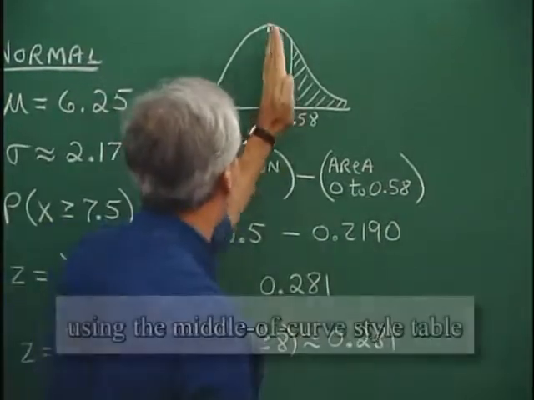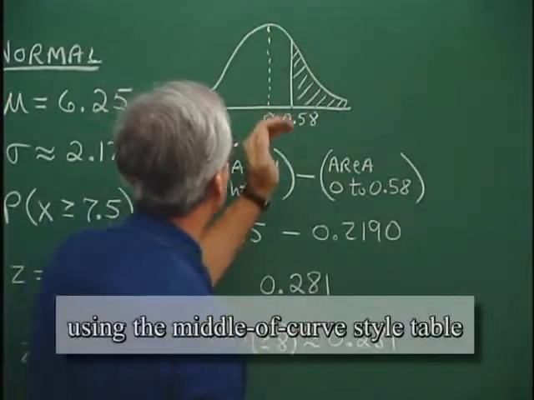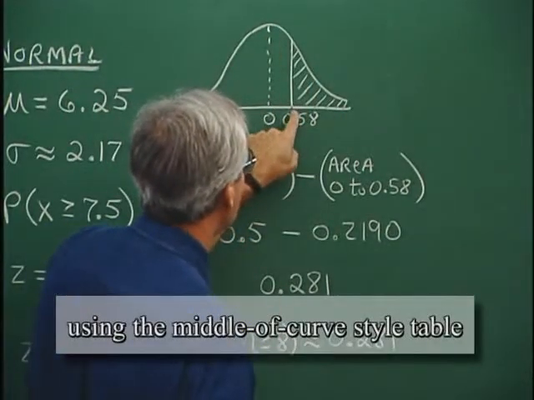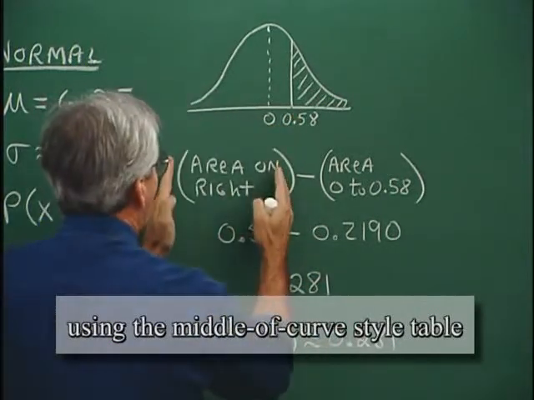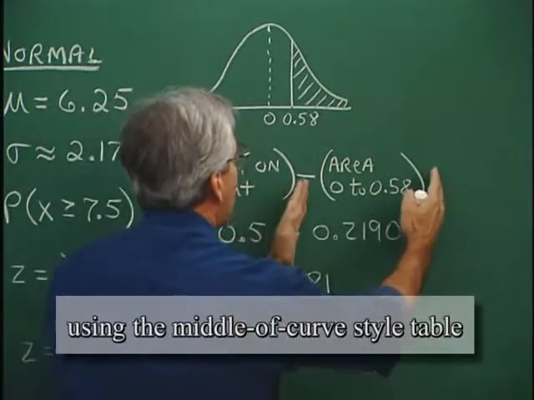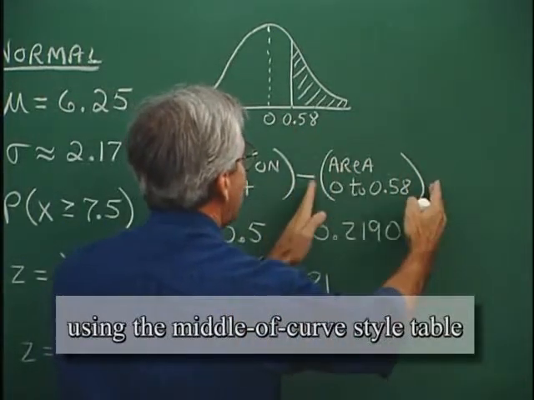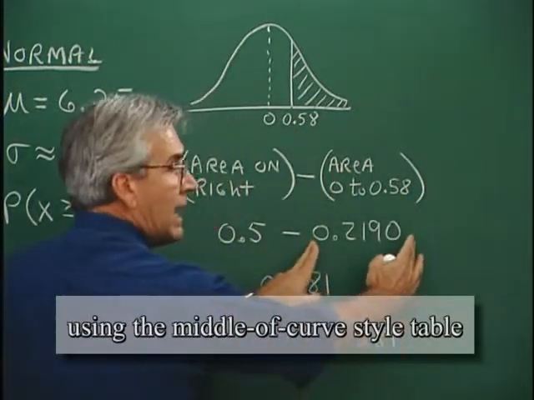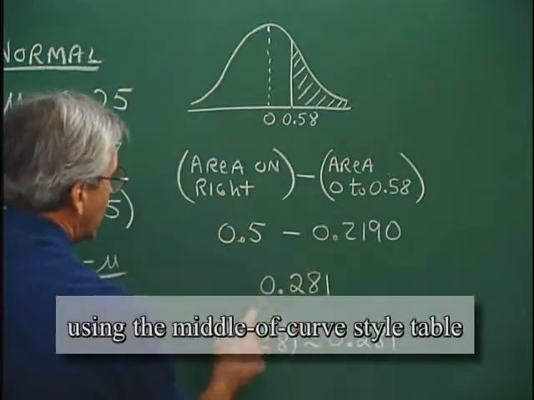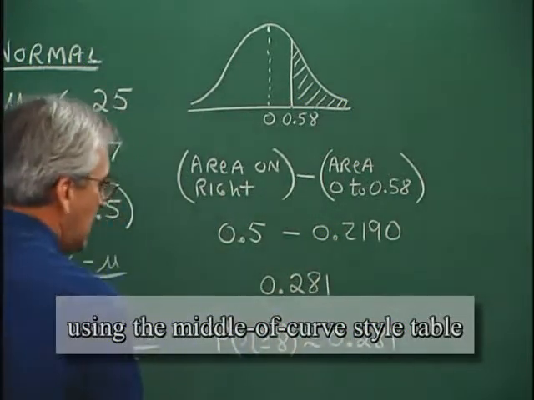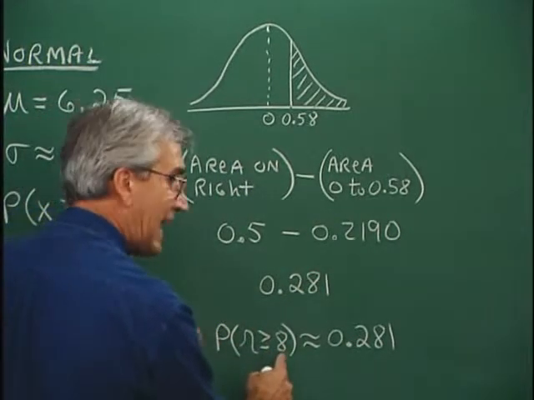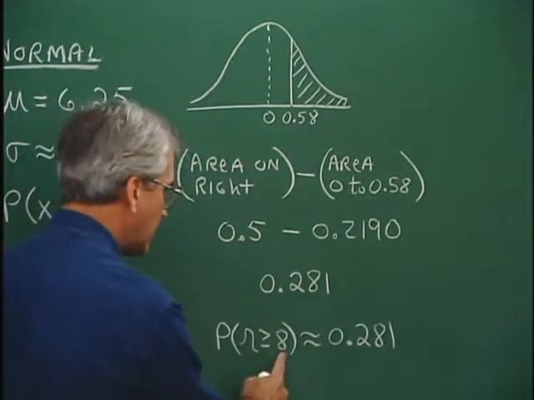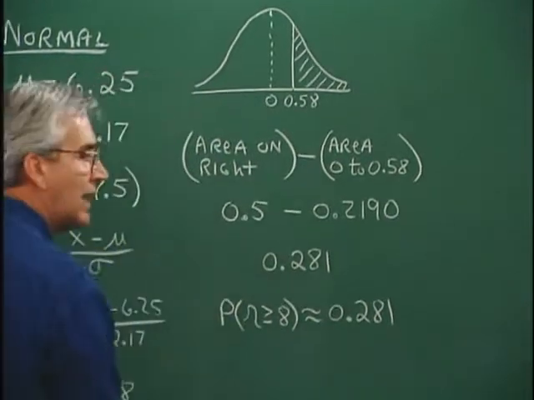Well, we find all of this area, 0.5, and we subtract the area up to this point, which involves using the table. So all the area on the right, that's 0.5. The area 0 to 0.58 turns out to be 0.2190 from the table. Subtracting here, we get 0.281, and the probability then that r is greater than or equal to 8 from that binomial distribution is approximately 0.281.